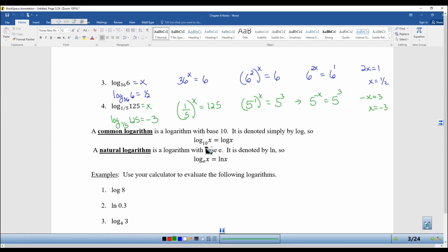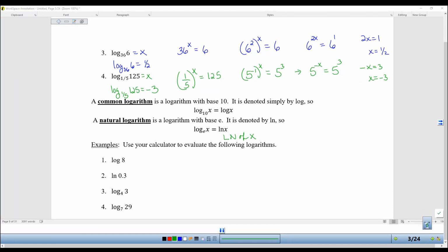So nobody writes log base 10 of x. Instead, they just write log of x. And nobody writes log base e of x. They just write ln of x. So this is pronounced ln of x. That's how you pronounce that, although it's written in lowercase letters. It's a little bit confusing why they would do that. It was named by somebody in France. So instead of natural log, which would be NL of x, think of it as log natural. So that's why it's ln of x.